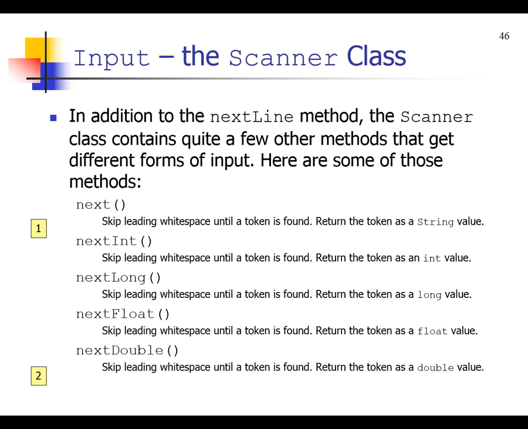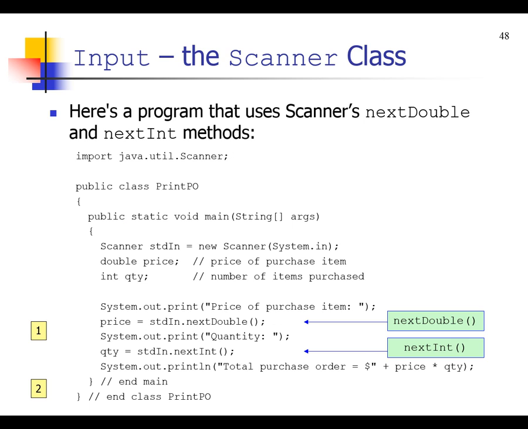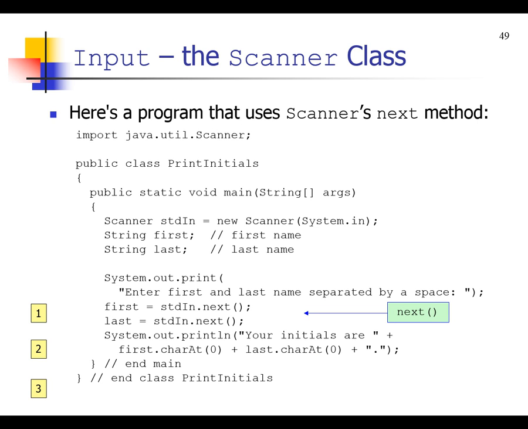Anyway, the scanner class tells you how to do it. Next basically goes to the next space, next integer. It'll look for the next integer, next long, next float, next double. Same thing as next line. Those are the different ways that you can look until a specific item is found. What is white space? That's any information in there that is not up to that next point where you tell it to read. So I'd look at slide 48 for your program. That gives you an idea of what you need to do. 49 will do the same thing.